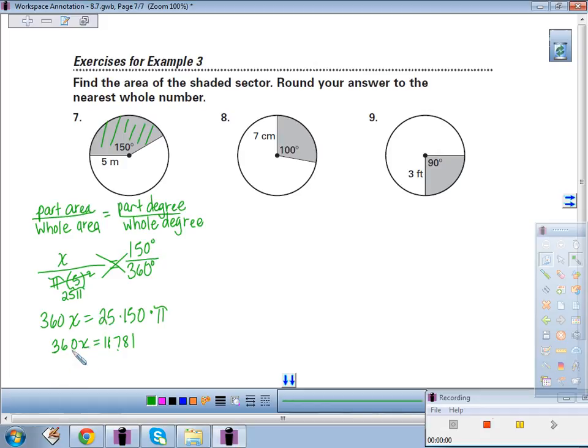And from there we would divide by 360 to find that part area, to find the sector. And so we get 32.725, so that'll round up to about 33. We're talking about square meters.